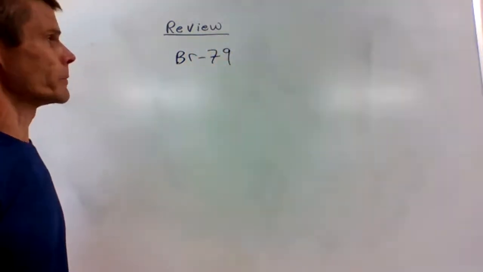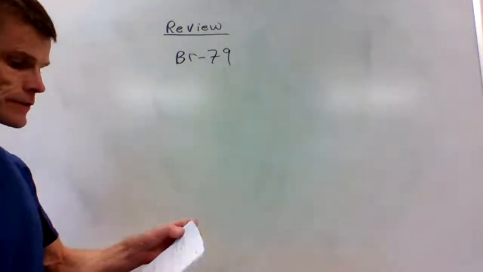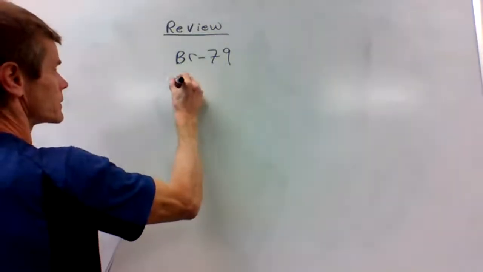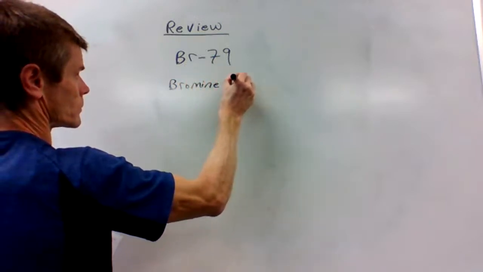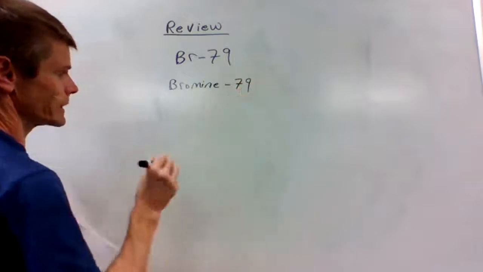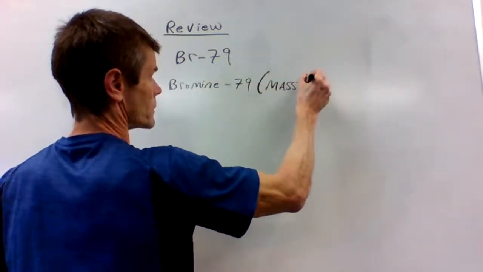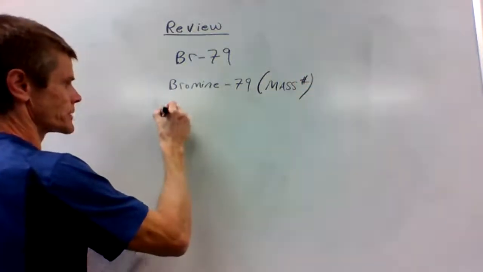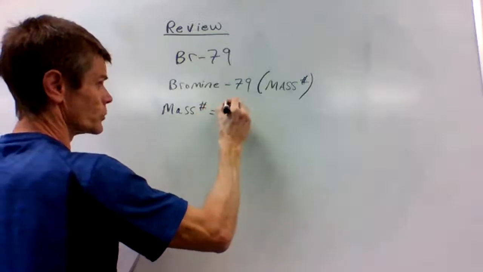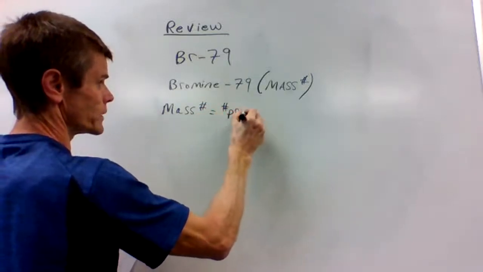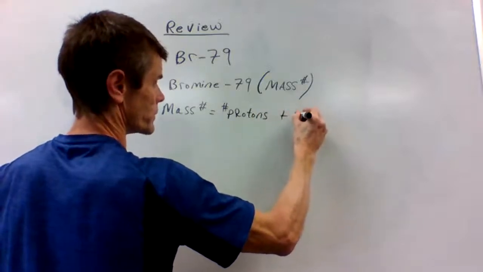Sometimes we see an element symbol listed with a whole number, or you might see this as bromine 79. This number that we list with it is the mass number. And remember what we said, the mass number is equal to the number of protons in that nucleus plus the number of neutrons.